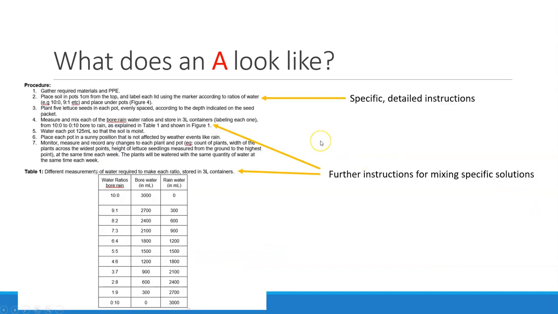Moving on to the procedure, we can see that there are specific detailed instructions with even further instructions for mixing the bore and rainwater ratios with a table. So it's really clear how to actually measure out your different ratios. So if you're looking at salt concentration of water, perhaps you want to adapt something like this for your investigation to make it very clear.